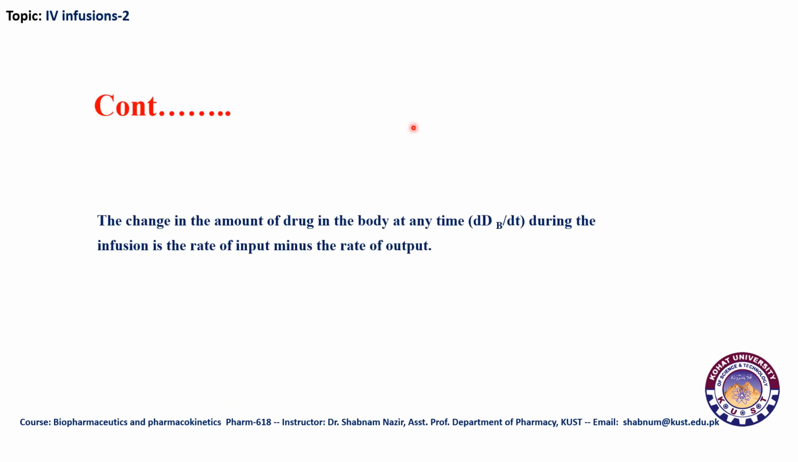So the change in the amount of drug in the body at any time during the infusion is the rate of input minus the rate of output. Suppose before attaining the steady state, one wants to calculate the change in the drug concentration, that is very easy to calculate. From the rate of input, the rate of output is subtracted, and that would be equal to the change in the amount of drug per unit time. That could be easily calculated, but this is applicable other than at steady state levels. At steady state, you must be clear that there is no change in the concentration of the drug.